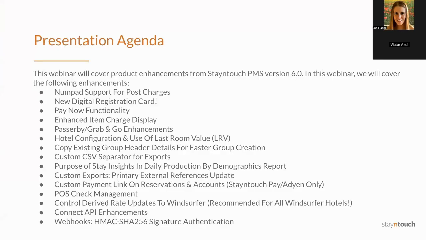insights in the daily production by demographics report, enhancements to custom exports, which include the primary external references update, as well as the custom payment link for reservations and accounts. And this is for Stayntouch Pay or Adyen or Shift4. Then we'll move on to POS check management, how to control derived rate updates to Windsurfer, connect API enhancements, and then finally webhook enhancements as well.